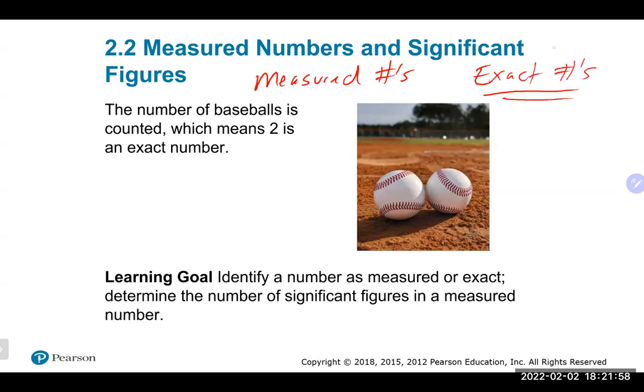So let's first talk about exact numbers, as I see baseballs here. Not that we're going to have a season the way it's going, but maybe we will. Let's see. Hopefully they'll get that all worked out.